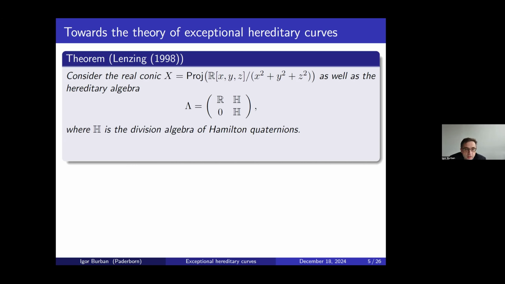So here H is the division algebra of Hamilton quaternions. And you might guess that I would like to say that the derived category of coherent sheaves on my conic X is equivalent to the derived category of finite dimensional Lambda modules.